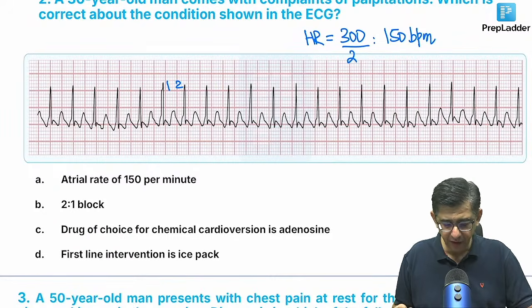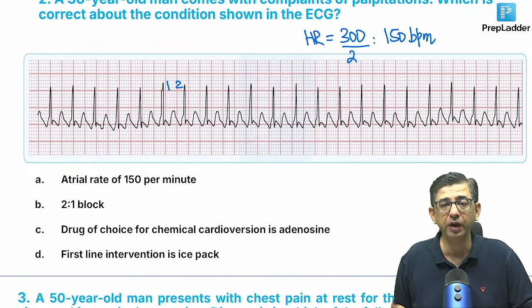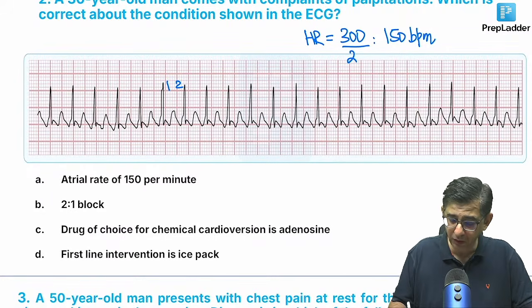Somebody commented A for this. That's going to be an atrial rate of 150. So it is the ventricular rate, right?